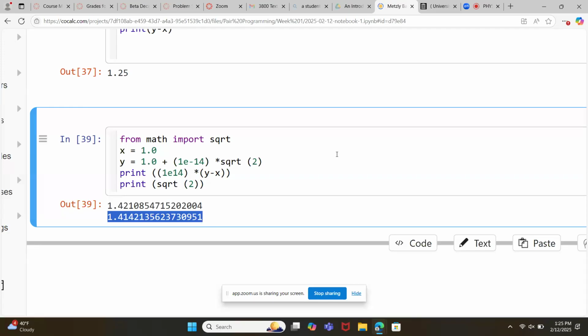And then you multiply it by 10 to the 14. 10 to the 14 and 10 to the minus 14 cancel, so you should have square root of 2. We all agree, right? And yet the computer says? Survey says? You messed up, right? So what happened?